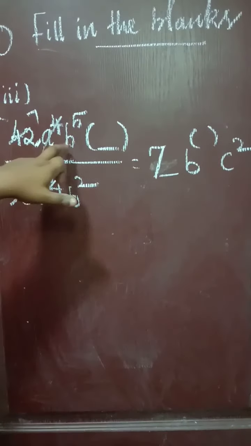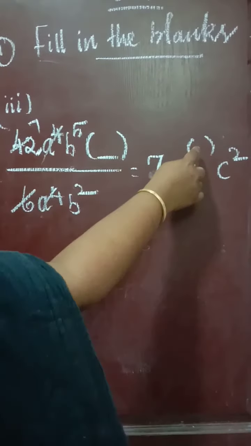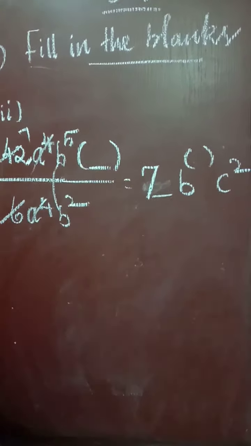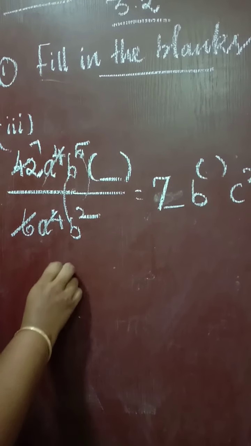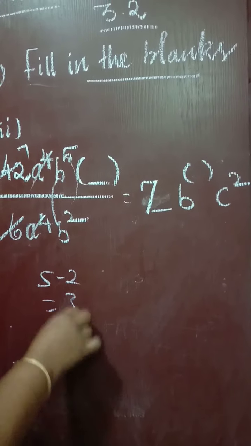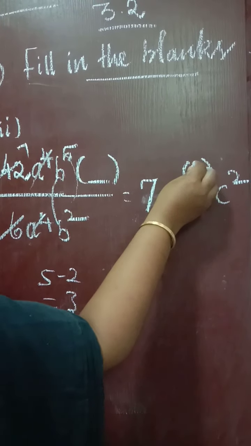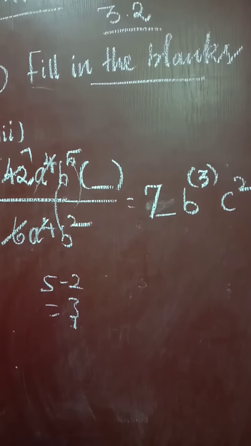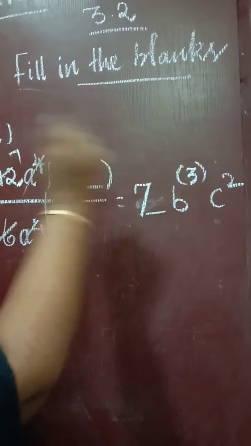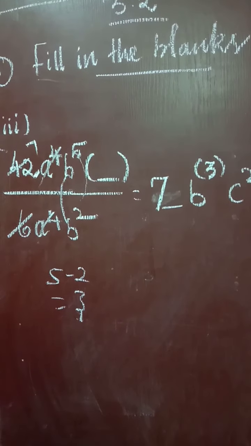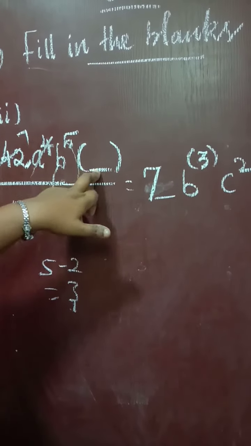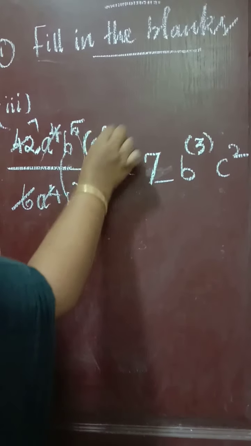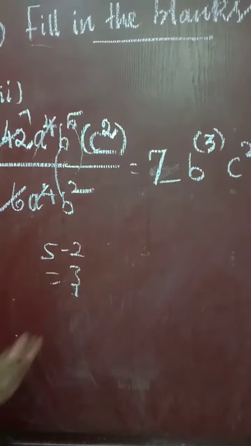Next the b term. Here b, here b. What will the power be? In division, the base is the same, so we subtract the power. 5 minus 2, what is the answer? Yes, 5 minus 2 is 3. So how many b's in the answer? b power 3. Listen. Here c squared is the answer. But here there is no c squared, so what comes in this place? Can you guess? If we put c squared here, the answer comes as c squared.